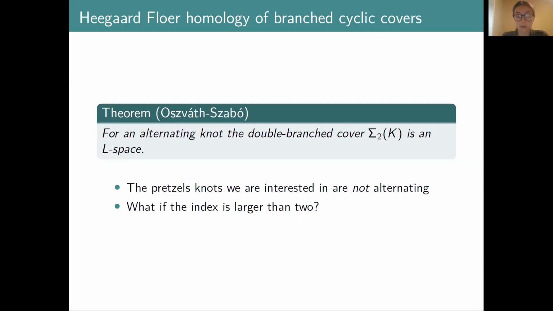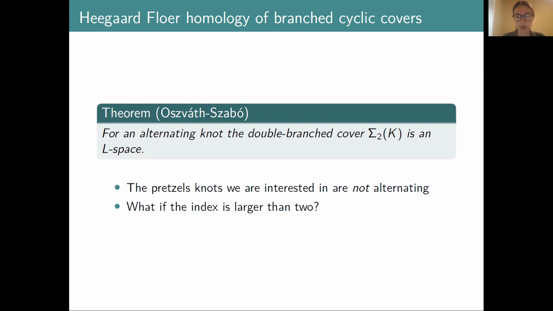So let's recall a useful theorem of Ozsváth and Szabó, which says that if I have an alternating knot, the double branch cover is an L space. The problem for us is that the knots that we're considering, they're not alternating. So we don't even know that the double branch cover is an L space.